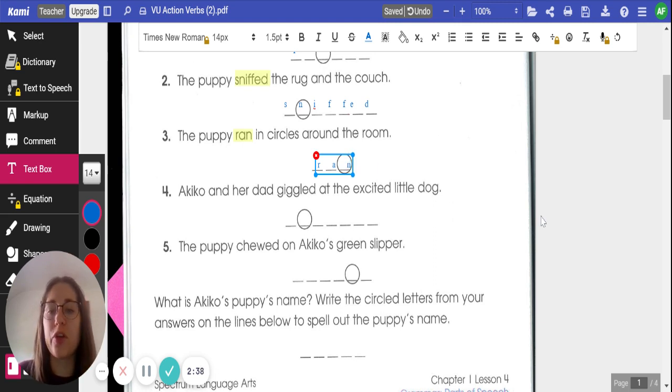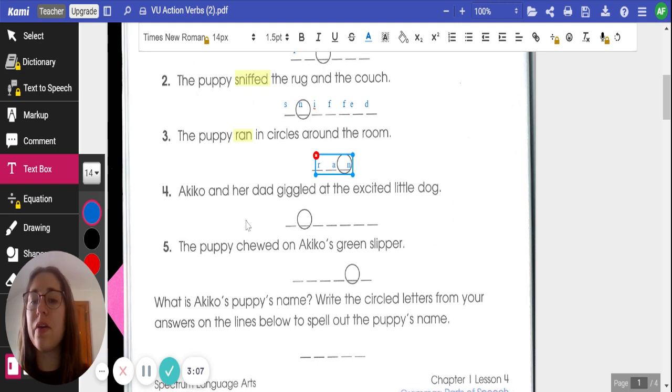Go ahead and do number 4 and 5 on your own. I will read number 4 and then you can pause to fill it in. Akiko and her dad giggled at the excited little dog. Go ahead, pause, find our verb for number 4. And let's do number 5. The puppy chewed on Akiko's green slipper. Go ahead and pause to complete number 5.